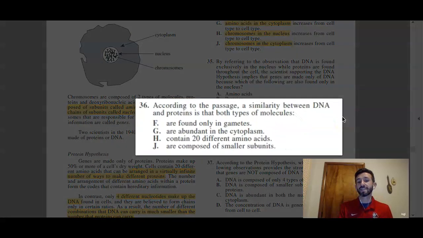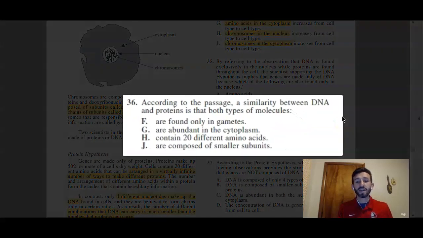Question 36. According to the passage, a similarity between DNA and proteins is that both molecules are found only in gametes. So DNA and proteins are only found in reproductive cells. The text didn't say that at all. They're abundant in the cytoplasm. Remember, chromosomes and DNA are only found in the nucleus. Okay, we just talked about how the chromosomes are only in the nucleus.